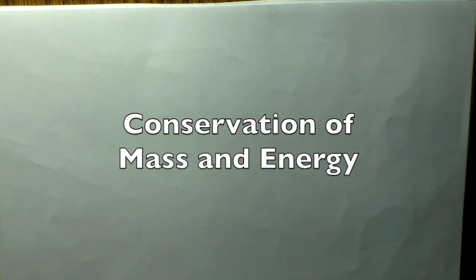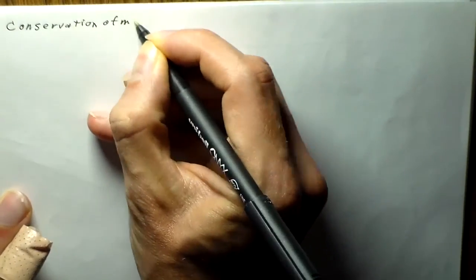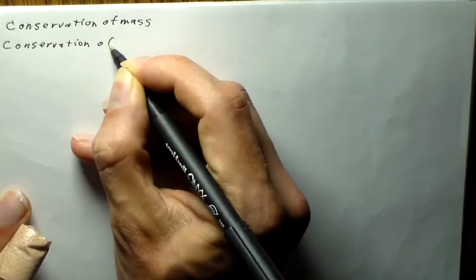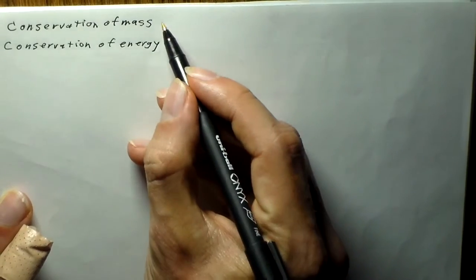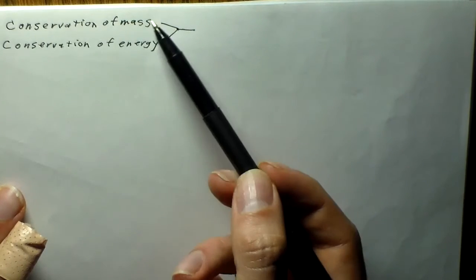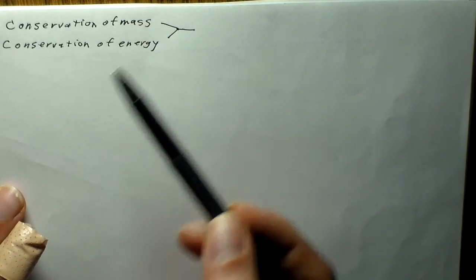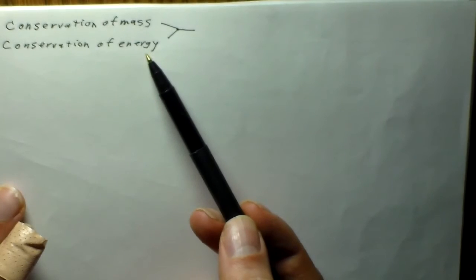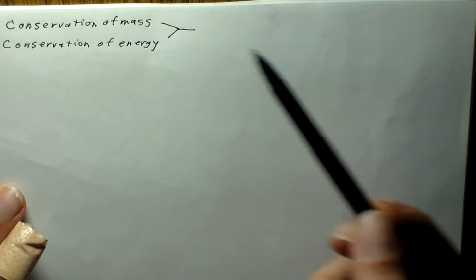Okay, so today we're going to be talking about the conservation of mass and conservation of energy. With both of these, they're actually more of a unified law. Now, conservation of mass was started back when they were doing early chemistry. Conservation of energy was when they were doing early thermodynamics.